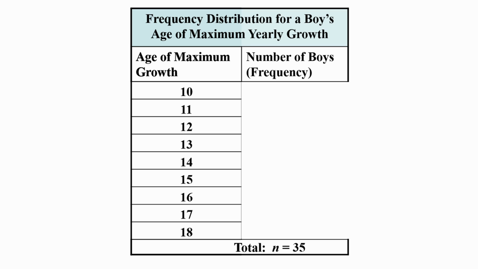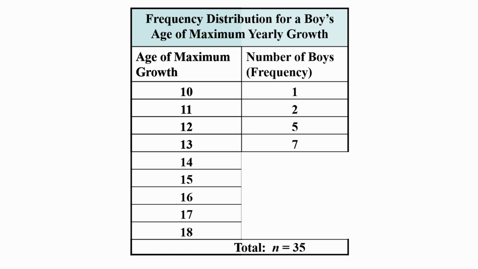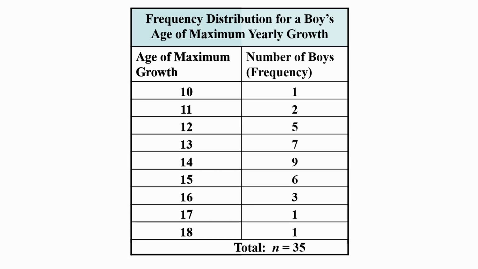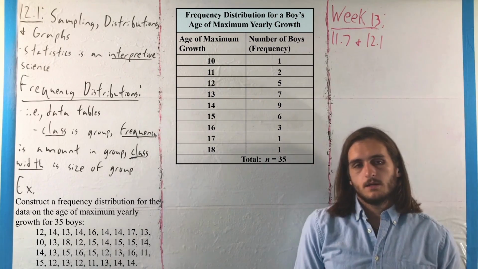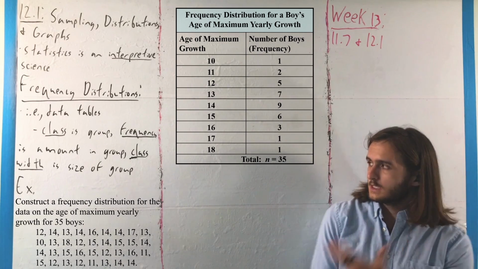And then we're going to look at the number of boys at each of those ages who grew the most within that year. So we have 1 who had their maximum growth at the age of 10, 2 at 11, 5 at 12, 7 at 13, 9 at 14, 6 at 15, 3 at 16, 1 at 17, and 1 at 18. And with this picture, we have hopefully a better understanding of the data here.